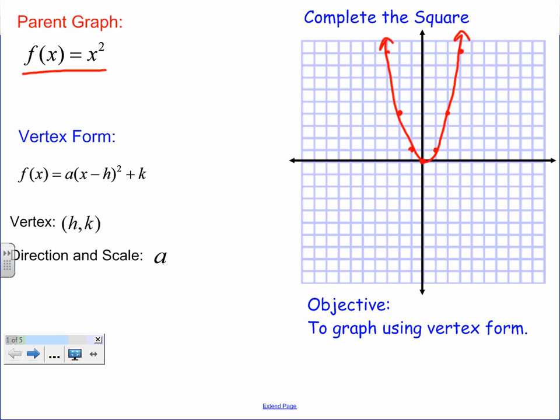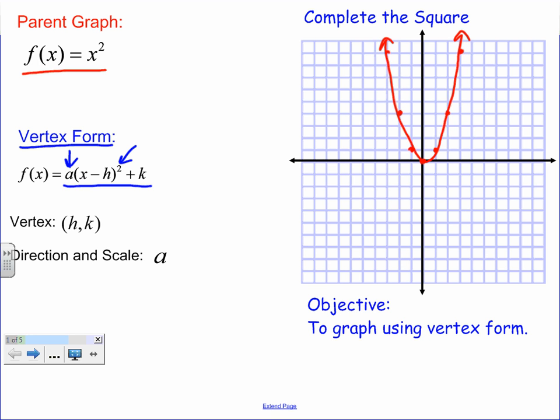Okay. What we want to do now, and I'm going to work in blue, is vertex form: if we can get the equation to look like this, where we still have a squared term, so it's still quadratic, but notice we still have the a value. That tells us the scale and the direction. But we have this x minus h plus k.